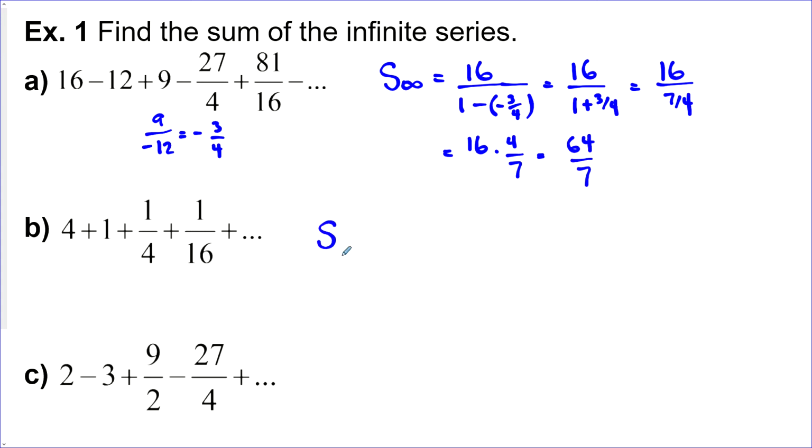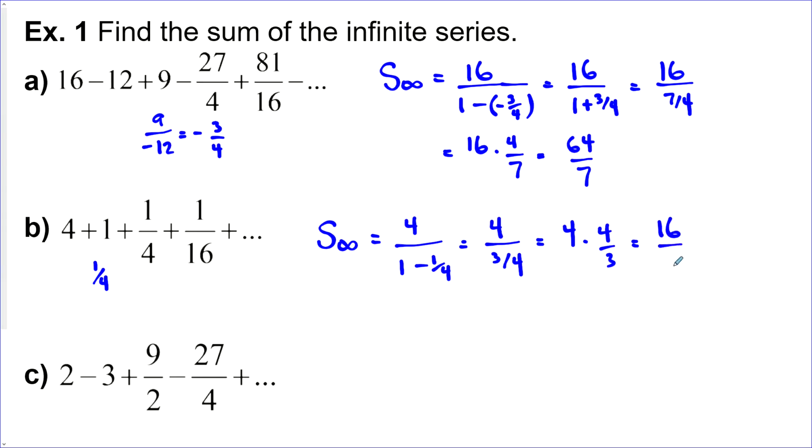This one here, our infinite sum, is equal to the first term, over 1 minus r, and this one's pretty easy. 1 divided by 4 is just 1/4, so 1/4 is our r value. Now we have 4 over 1 minus a quarter, which is 3/4. And same as before, I'll multiply by the reciprocal, and I'll get 16/3.